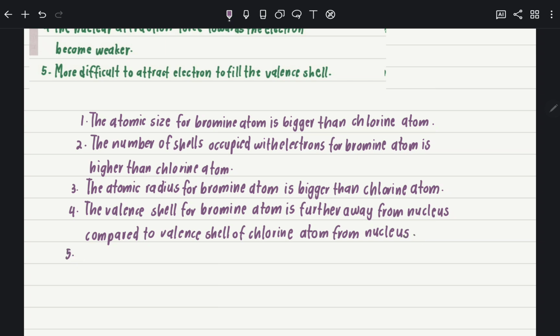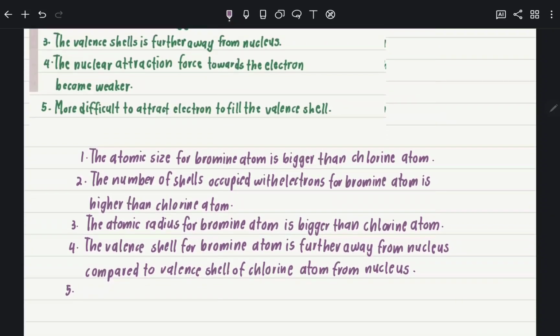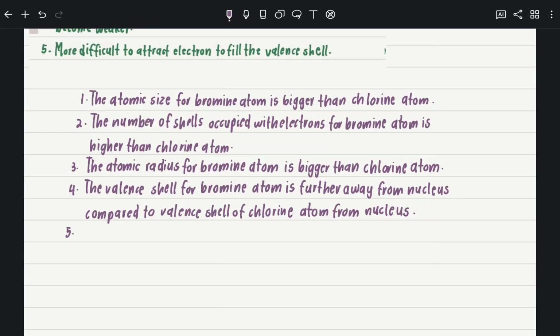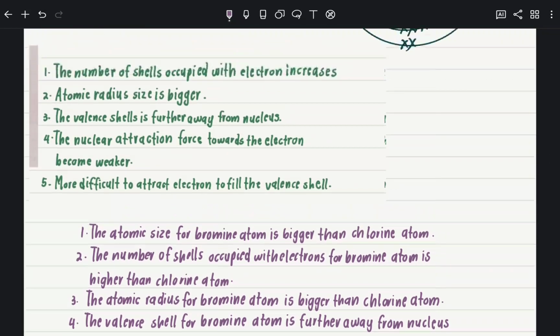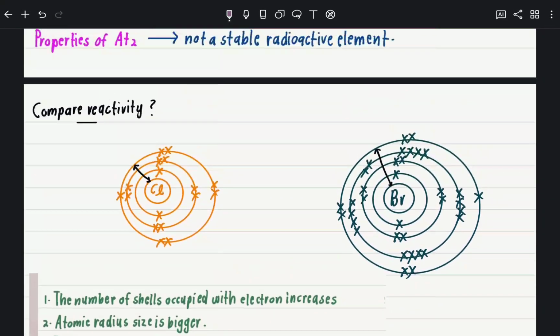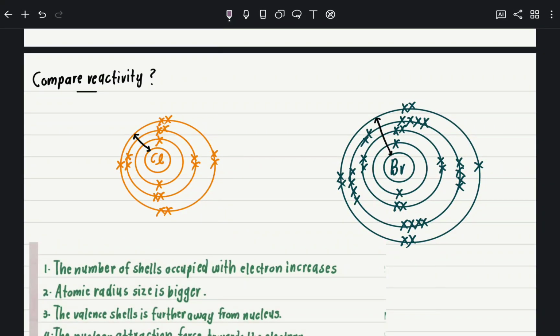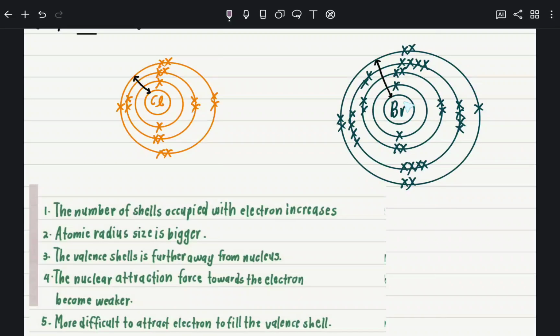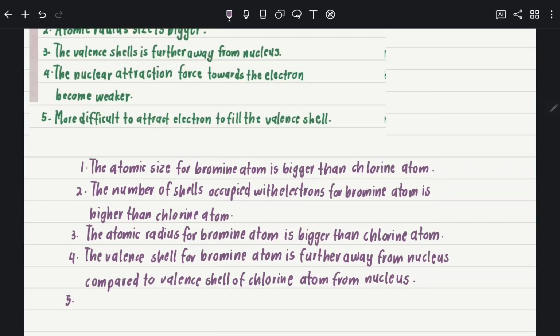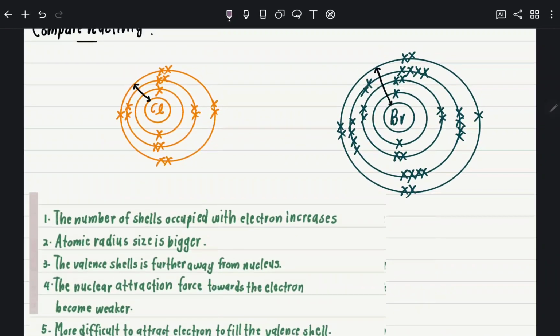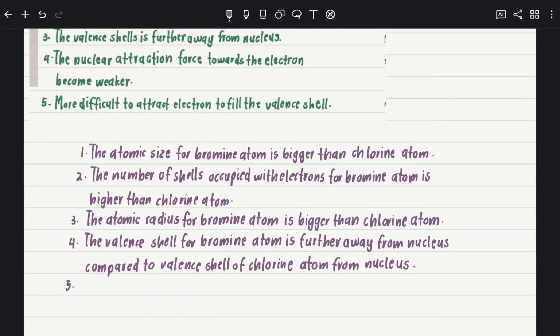Okay, so after you compare the valence shell, remember you must compare the nuclear attraction force. So the nuclear attraction force, right, weaker. So which one is weaker? Chlorine or bromine? Come on, you see it's very far. The nucleus and valence shell are very far for bromine. Chlorine is a bit nearer. So you talk about bromine, right? So bromine one is weak. Yes, correct.